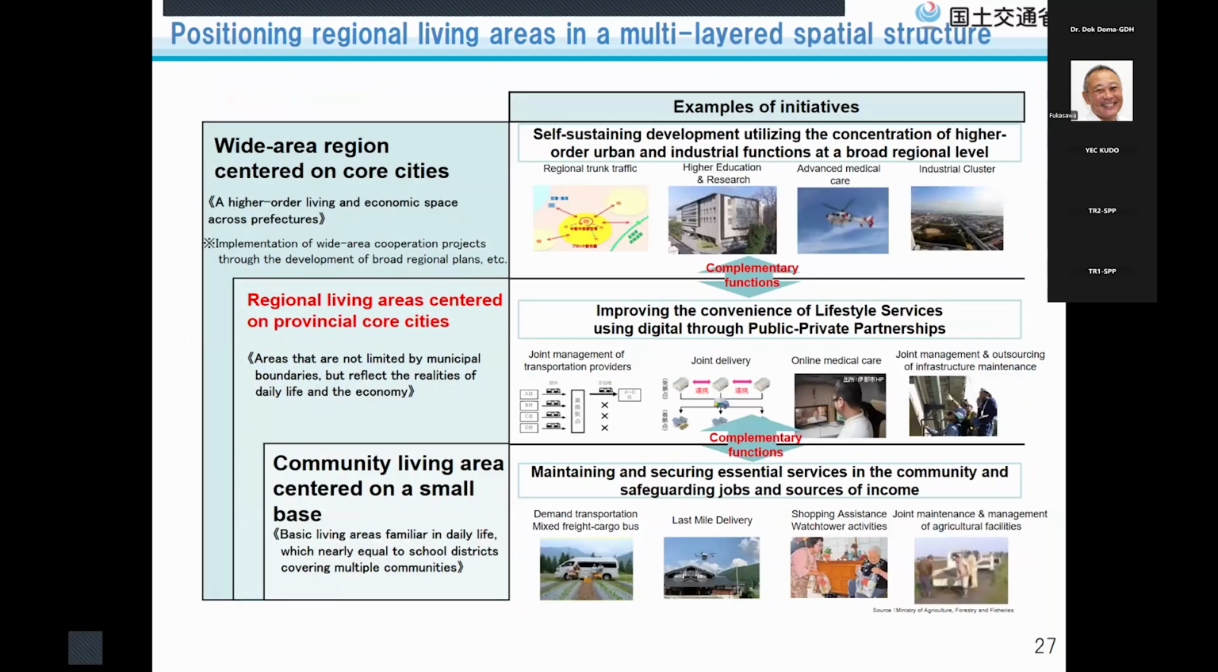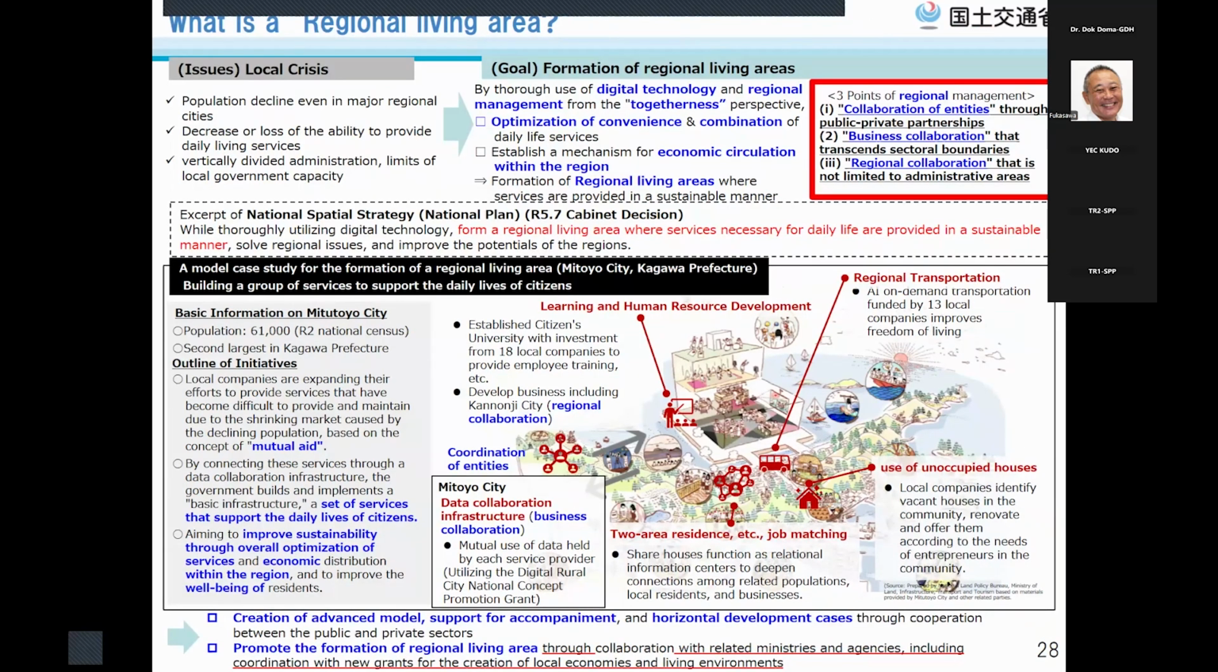And going on to the last page of my presentation, this is just an example. For example, human resource development, job matching, and the utilization of vacant houses are being promoted by linking diverse data so that we can allow regional cities to be vibrant, even though we face a situation of population decline.